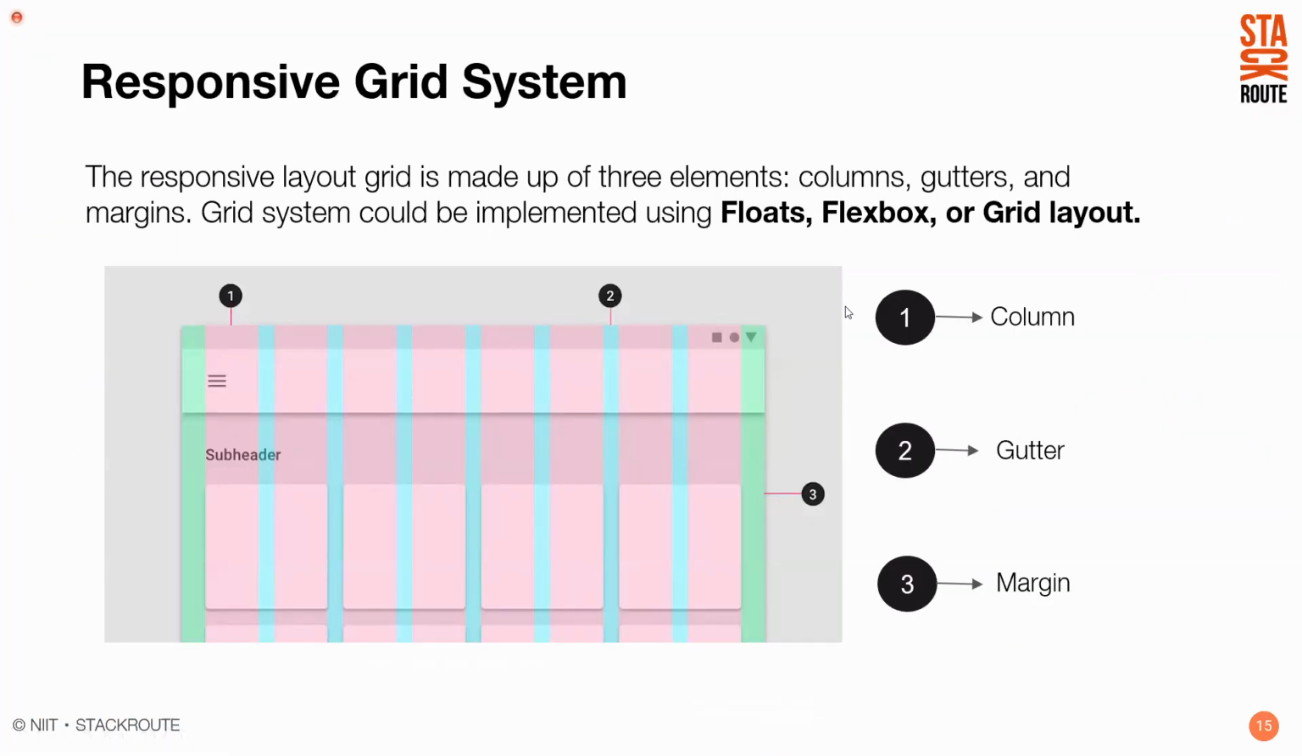Okay. So let's have one more topic for the morning: the responsive grid system. I've already mentioned the term grid. We usually call it a combination of rows and columns. So we can achieve this responsive feature using grid, a responsive web page. Always in a responsive layout, the grid is made up of 3 elements: columns, gutters, and margin. A grid system could be implemented using the float property, flexbox, or grid layout.